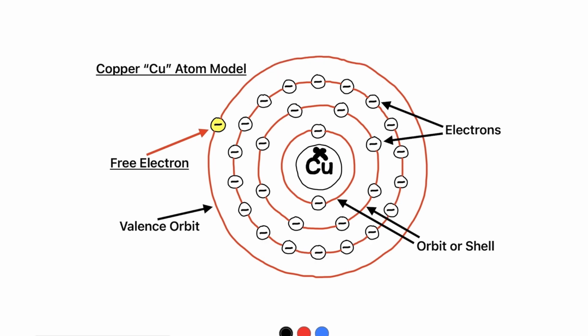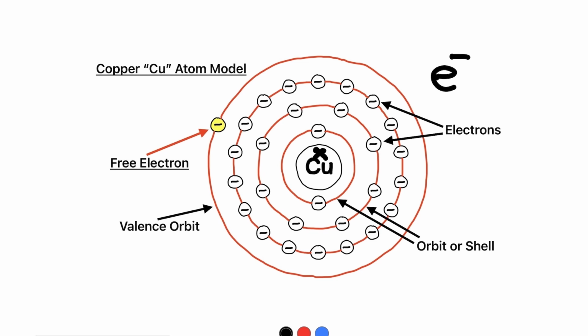On those orbits, we find what we call electrons. Electrons are negatively charged particles, so they are represented by a small letter e with a minus sign on top. This shows that this is an electron. On this diagram, we only represented them by a negative sign to show that they are negatively charged. A copper atom has 4 orbits, and on those 4 orbits, you will find 29 electrons scattered across them.